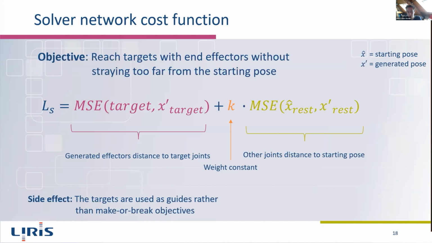On the left, in pink, we compute the distance between the target joints in the resulting pose and the target positions. And on the right, in green, we compute the difference between the positions of all the other joints in the starting pose and the generated pose. The second term is weighted by a constant to give more or less importance to either of them. In our experiments, the left term is valued 10 times more than the right, but it's not fixed. Another impact of this function is that the output will prioritize balancing both terms rather than reaching zero on one of them. In effect, this means that targets are not rules, but rather guides. And I will show some examples of how this translates.